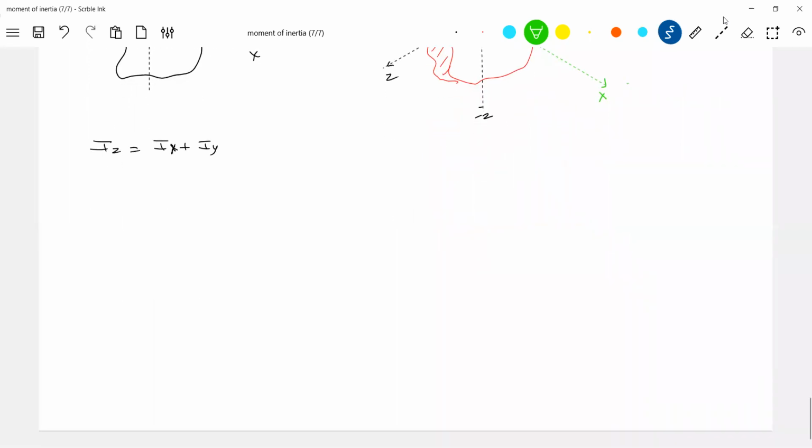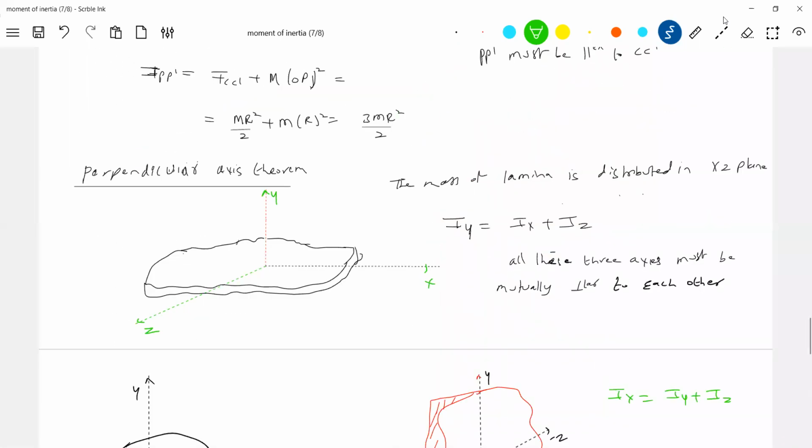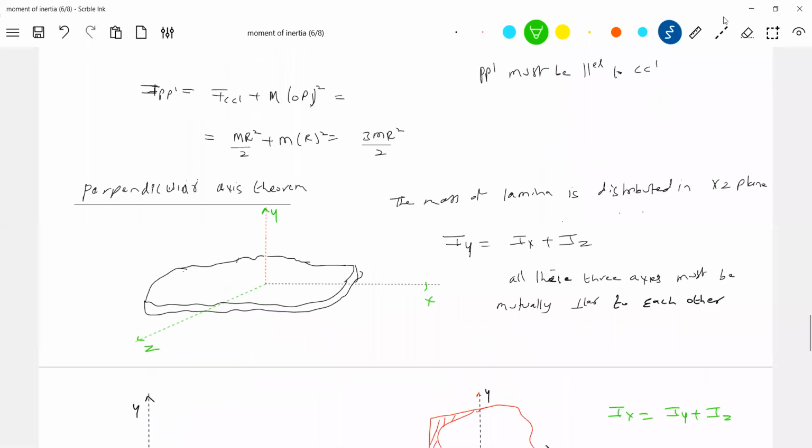Let's come for this one. So we know many things. This we know about IOZ. I'll come for that one.